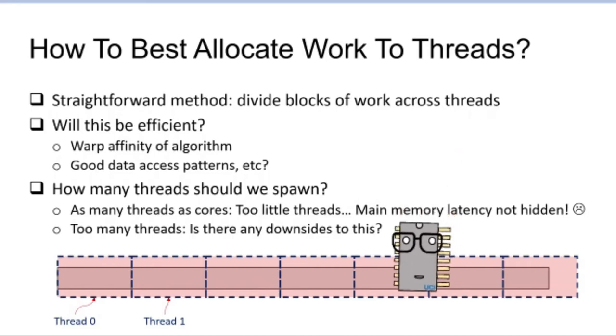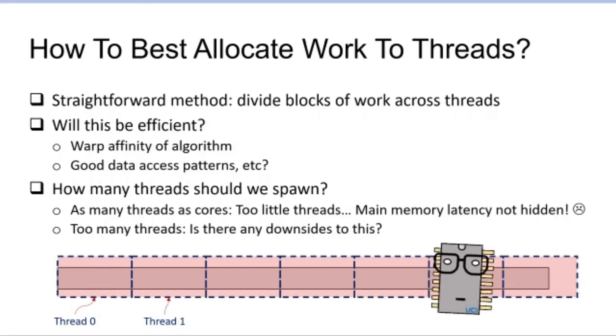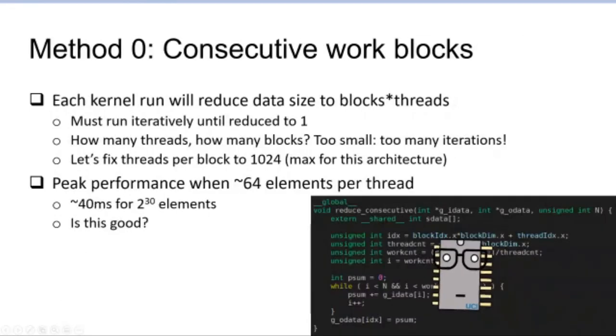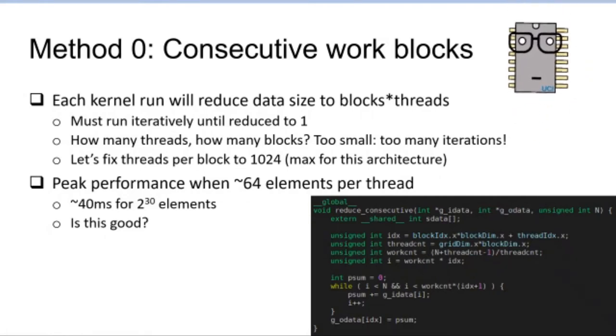Maybe we want to spawn very, very many threads. Is there a downside to this? That's an interesting question. If we have n values, maybe we want to spawn n threads. Would there be a downside to this? Is there a lot of, say, context switching overhead inside the GPU? Maybe. And all of these questions complicate trying to design an efficient algorithm for doing even this very simple application on a GPU. We'll show how all of these decisions affect the actual performance, and by how much. So the very first implementation that we can try, method zero, would be what we just talked about in the previous slide: have consecutive work blocks assigned to each thread.